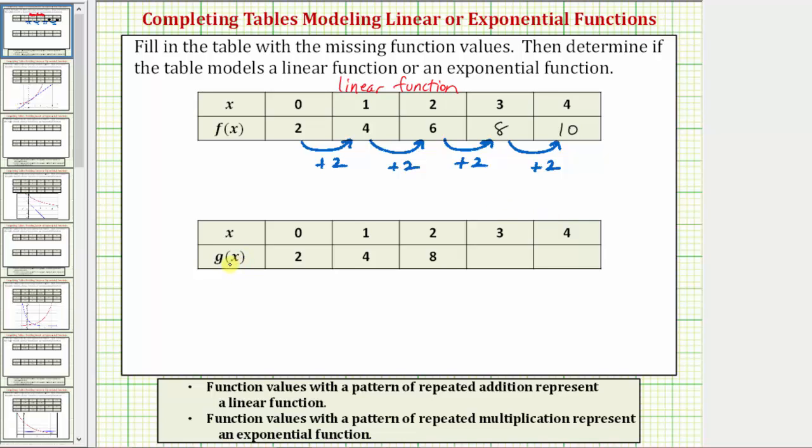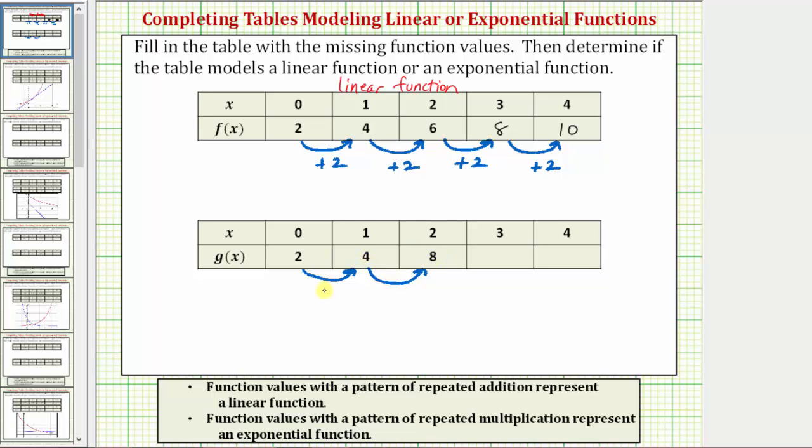Now looking at the next table, again notice how the inputs or x values increase by 1, and now let's analyze the function values to determine the pattern. The function values go from 2 to 4, but then 4 to 8. So notice how in this case, we do not have the pattern of repeated addition because 2 plus 2 is equal to 4, but 4 plus 2 is not equal to 8.